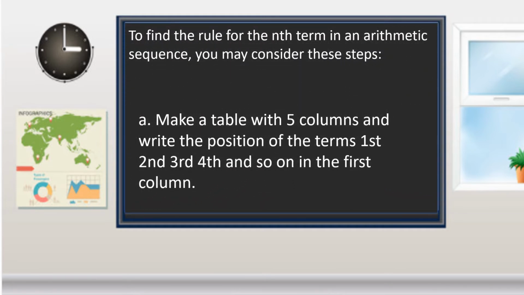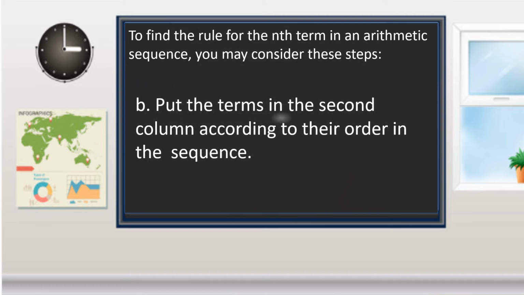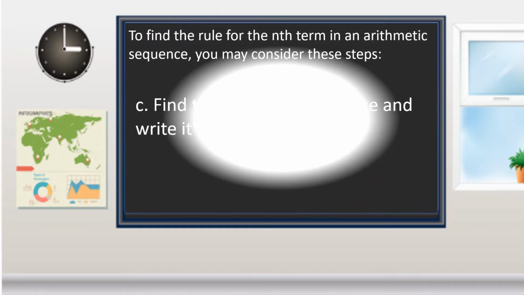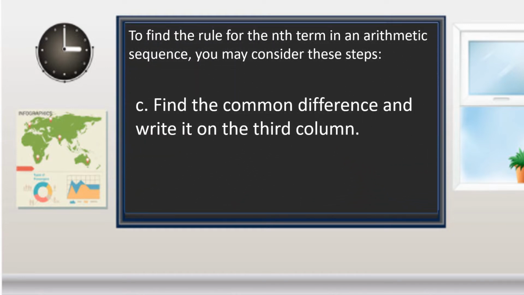To find the rule for the 90th term in an arithmetic sequence, you may consider these steps. A. Make a table with 5 columns and write the position of the terms. So we have first, second, third, fourth, and so on in the first column. B. Put the terms in the second column according to their order in the sequence. C. Find the common difference and write it in the third column.